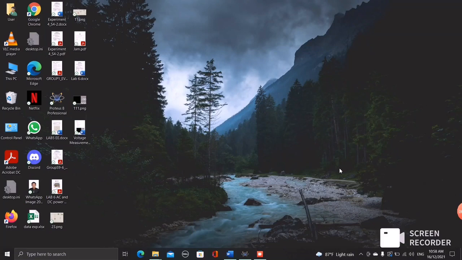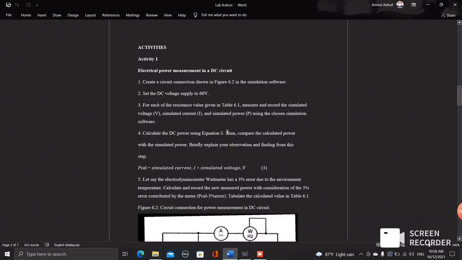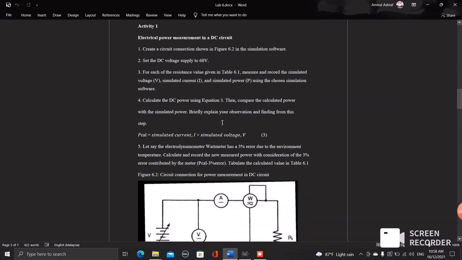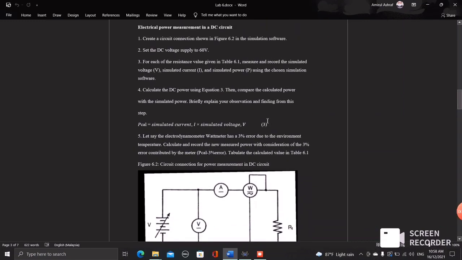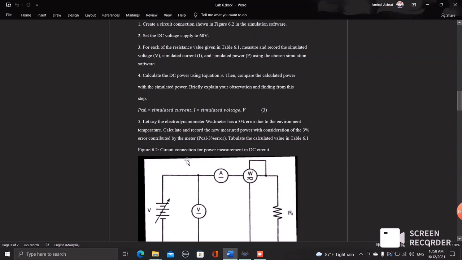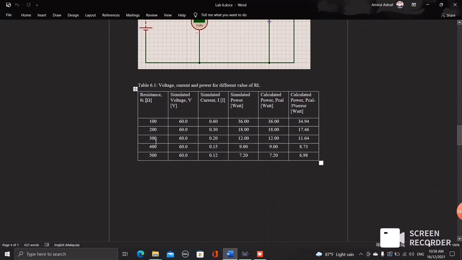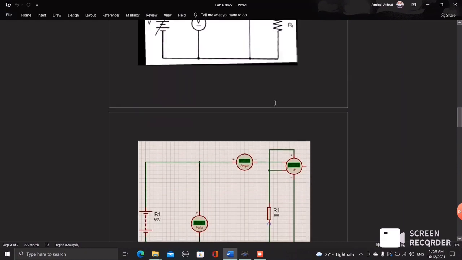AE200001. Okay, in this video, I will explain about activity 1 and activity 2. For activity 1, the procedure is to create a circuit connection like this figure, and then set the DC voltage to 60 volts. For the resistance value, put the resistance like the table given: 100, 200, 300, 400 and 500.